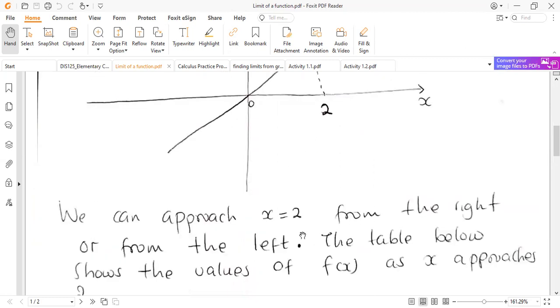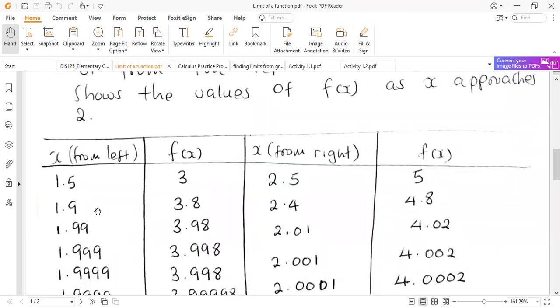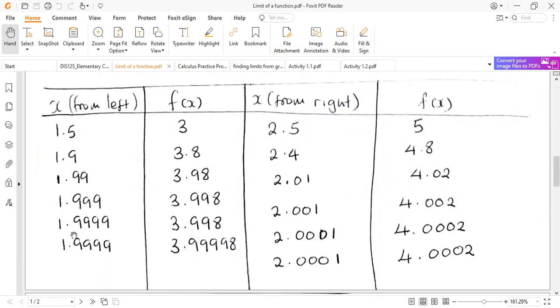So we can actually come up with a table of values. In this table of values, for instance, we start from the left. Let's say we start from 1.5, 1.9, and then we move to 1.9999. We're not getting exactly to the value of 2, but as we are approaching 2, what are these values of f of x approaching towards? You can observe we're moving from 3 and heading towards 4.